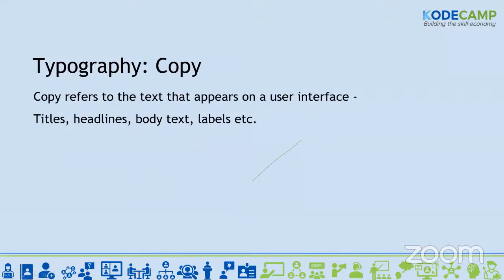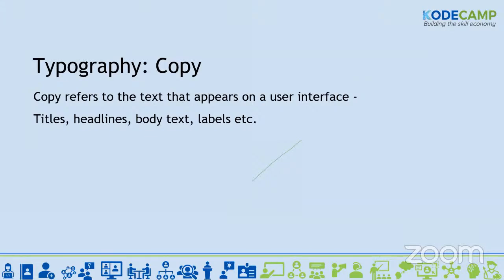So first of all, we're going to be looking at what we call the copy. So copy refers to the text that appears on a user interface. And these are things we're familiar with. We have the titles, headlines, body text, labels, etc. So this is the main reason why we advise you, admonish you, to create a style guide before designing anything. This is the reason why we do that.